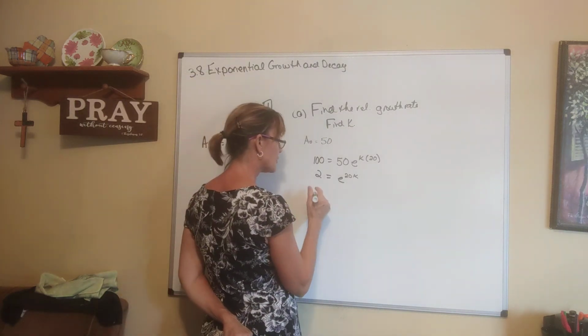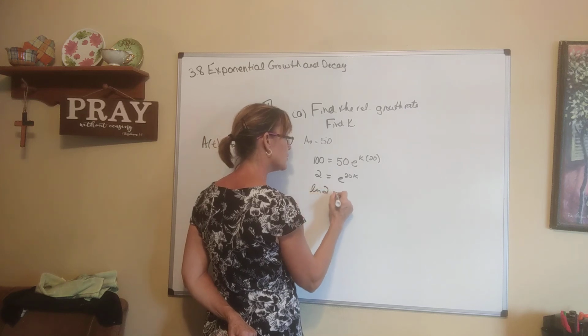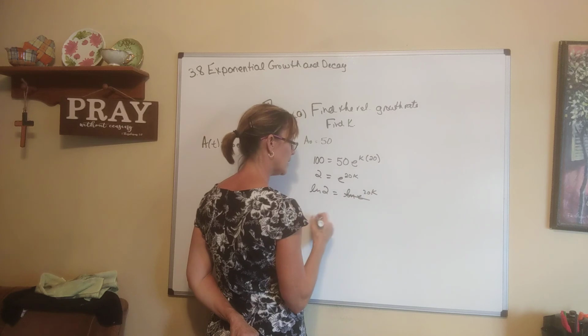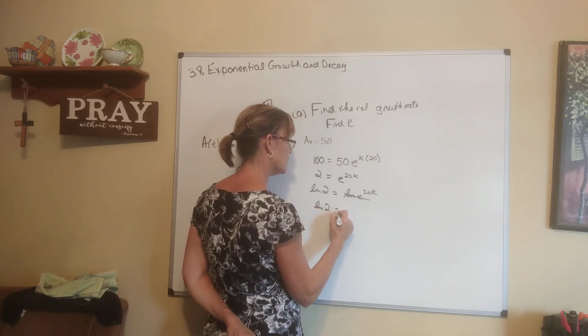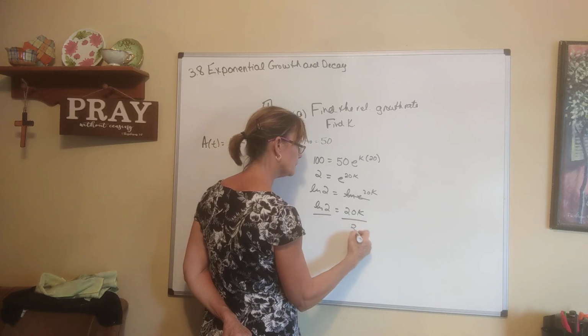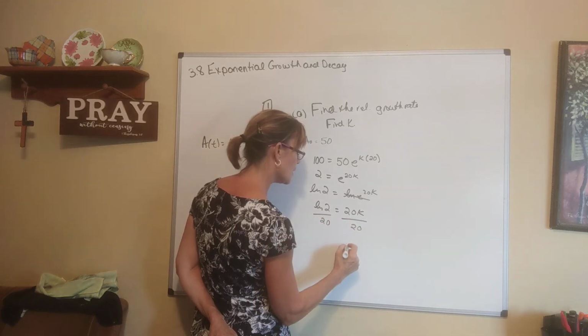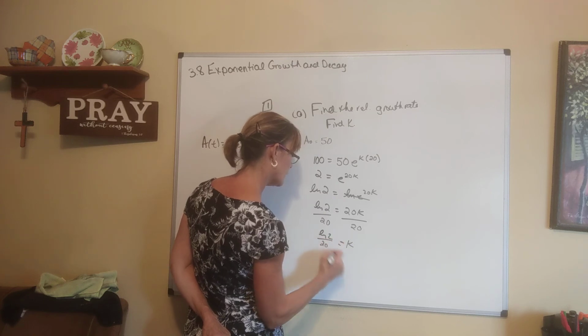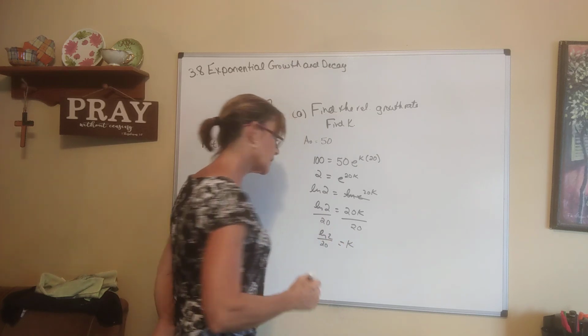Take the natural log of both sides. The natural log of 2 is the natural log of e to the 20k. These are undoing each other, so we get the natural log of 2 is 20k. Now we'll divide both sides by 20. And so we get that k is equal to the natural log of 2 over 20. All right, so this is what k is.